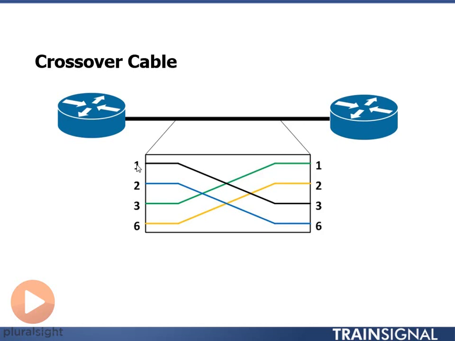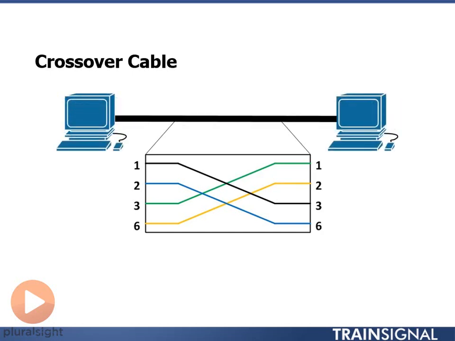Pin 1 was transmit positive, pin 3 was receive positive, pin 2 was transmit negative, pin 6 was receive negative. Pin 3 is receive positive, pin 1 is transmit positive. Pin 6, once again, receive negative. Pin 2, transmit negative. So we're just crossing over the connections so that when we are connecting two like devices together, we can make sure that what we transmit from one ends up being on the receive pins of the other. So we use these crossover cables when we're hooking up two routers, two PCs, and I'll go through some other examples of how we use that in a second here.